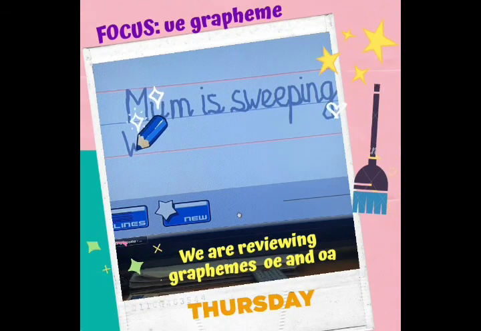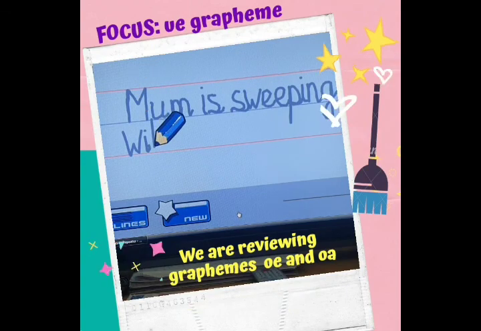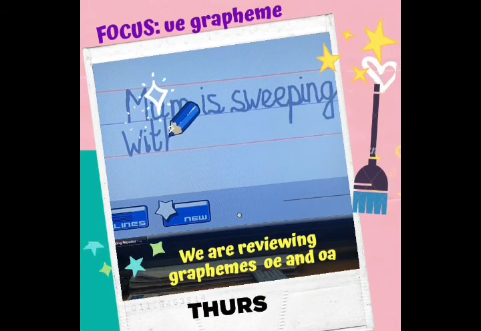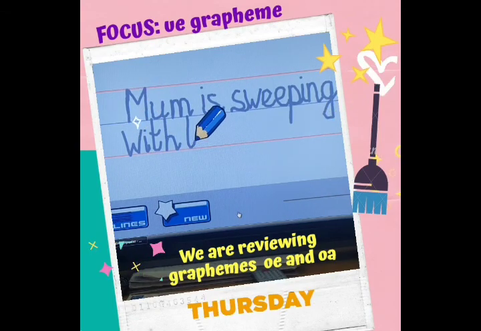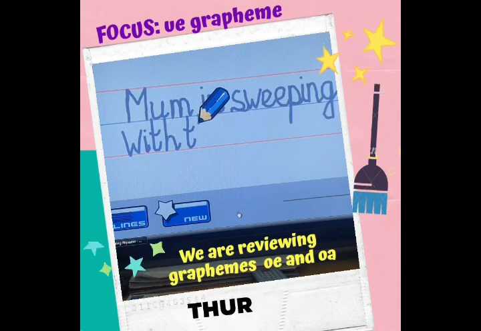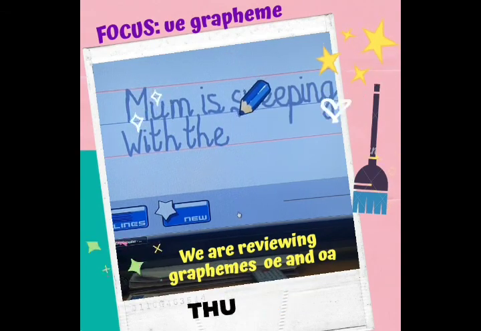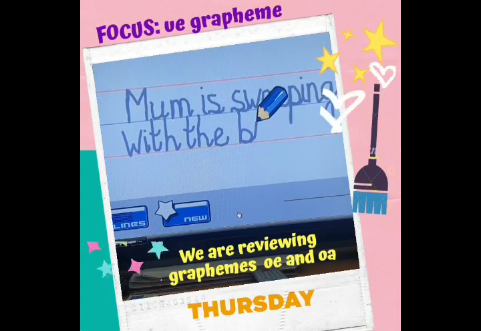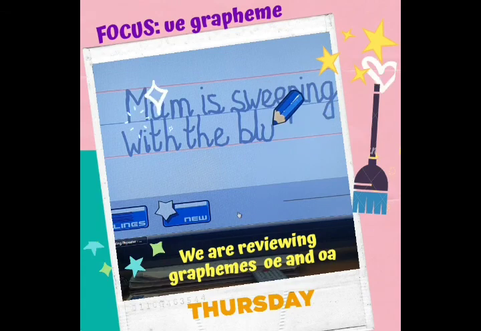Mum is sweeping with finger space the. So a tricky word. Mum is sweeping with the blue. So we've got our adjective there. It's a describing word. Blue describes the colour of the broom. And it's the UE, our new grapheme. Blue.